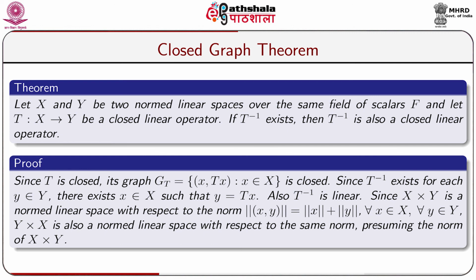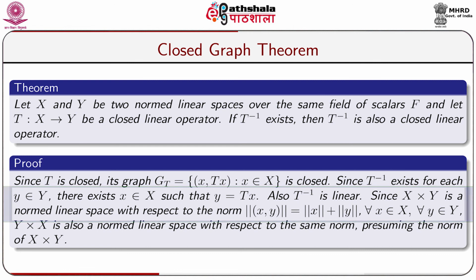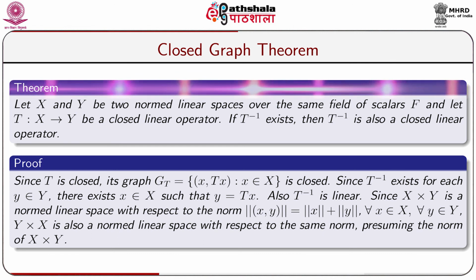Since the inverse of T exists, for each y belonging to Y, there exists x belonging to X such that y is equal to Tx. Also T inverse is linear. Since X cross Y is a normed linear space with respect to the norm given by norm of the pair (x, y) equal to norm x plus norm of y for all x belonging to X and for all y belonging to Y, Y cross X is also a normed linear space with respect to the same norm, presuming the norm of X cross Y.